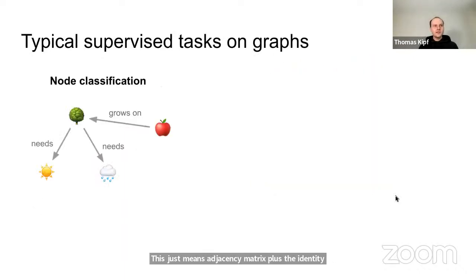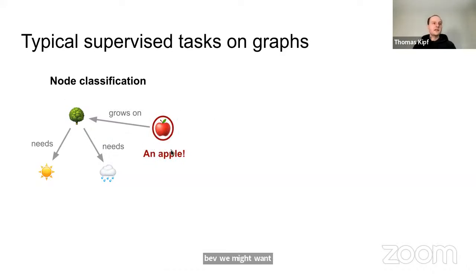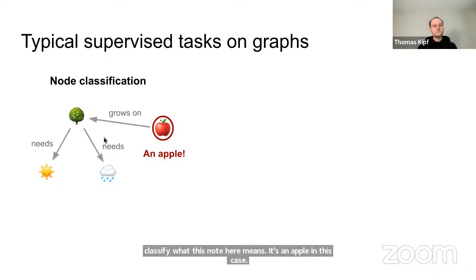All right, so the typical supervised tasks on graphs that we care about in machine learning, and this is really like where are we going to use those models downstream? We can learn representations unsupervised, but ultimately we want to use them for something. The typical supervised tasks most relevant in the literature are node classification, or any kind of prediction task on a node. For example, in this graph here, we might want to classify what this node means. It's an apple in this case, just based on its relations.